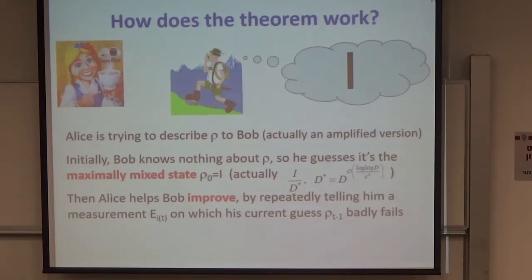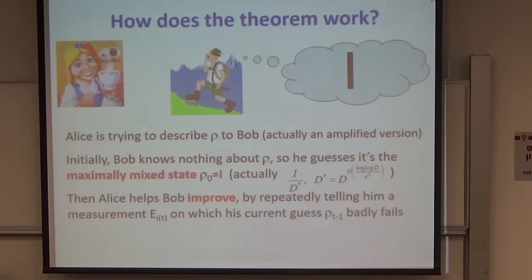Then Alice will tell Bob, so there are two cases, right? It could be that whatever Bob's current guess is, it actually has approximately the same behavior as rho, the true state, on every measurement in the list, E1 up to Em. If that's the case, then we can stop right now. Bob has a good enough guess. We don't care if it's far from rho in trace distance. As long as it leads to the same behavior as rho on these M measurements, then we're happy.